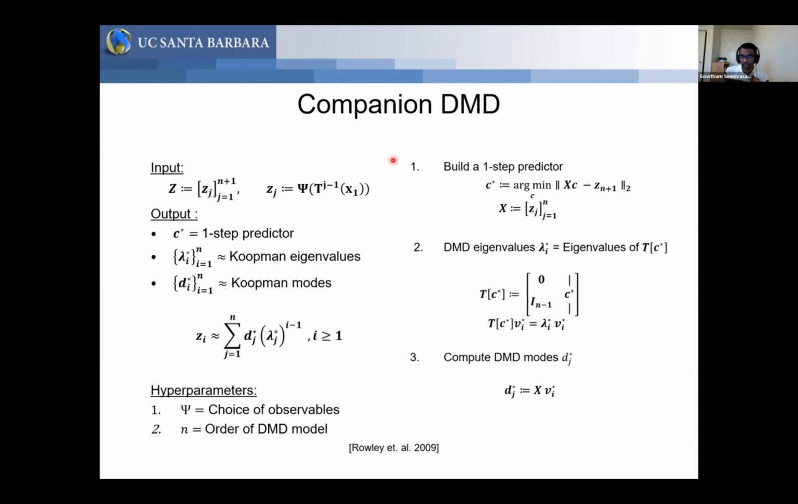The algorithm itself is made of some basic linear algebraic steps. First, you build the best estimate of the final step in terms of the preceding snapshots, use it to create a companion matrix, and then the eigenvalues of this matrix are called DMD eigenvalues, and you can use the eigenvectors of the same matrix to generate DMD modes. Now, two hyperparameters for this technique are the choice of observables, xi, and perhaps more importantly for this talk, the order of the DMD model.